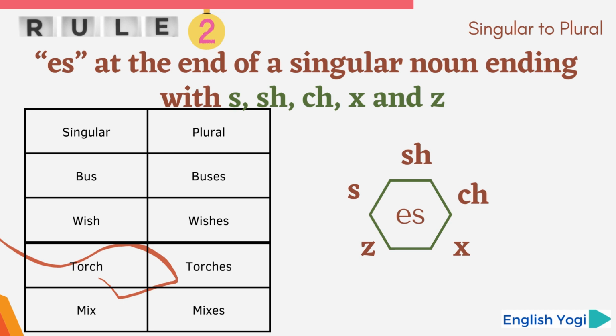The second rule about making singular into plural is that we add es at the end of a singular noun when that noun ends in s, sh, ch, x or z. For example, bus becomes buses, wish becomes wishes, and in a similar way, torch becomes torches. So what is the rule? We have to add es at the end of the noun when the noun ends in s, sh, ch, x and z.